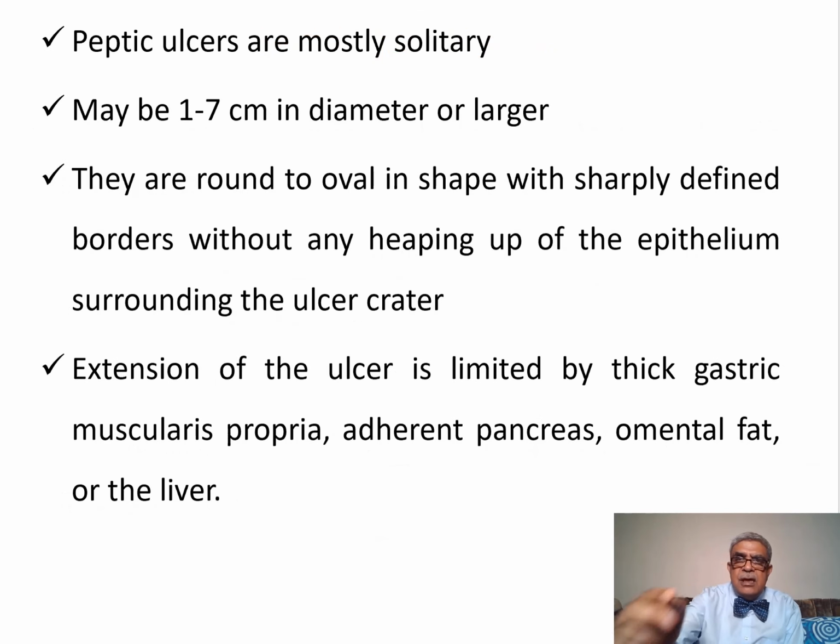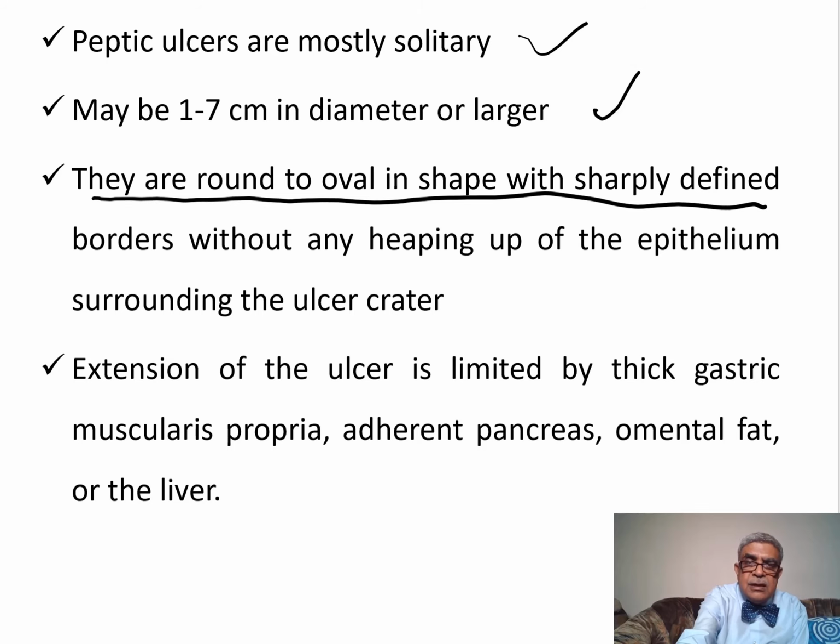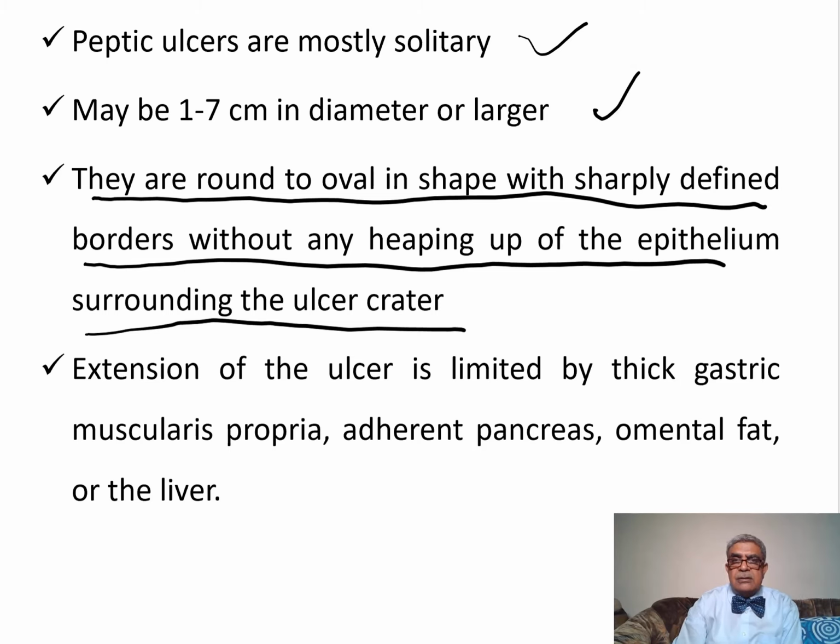Peptic ulcers are usually single, solitary, and may be of any size, from 1 to 7 centimeters in diameter or larger. They are round to oval in shape with sharply defined borders, without any heaping up of the epithelium surrounding the ulcer crater. This is an important point, as it differentiates between malignant ulcers and benign ulcers.